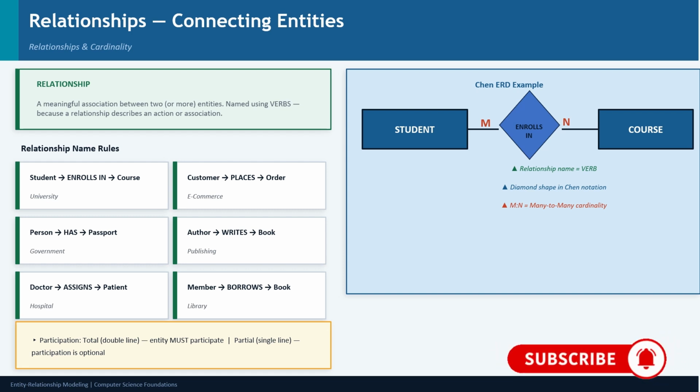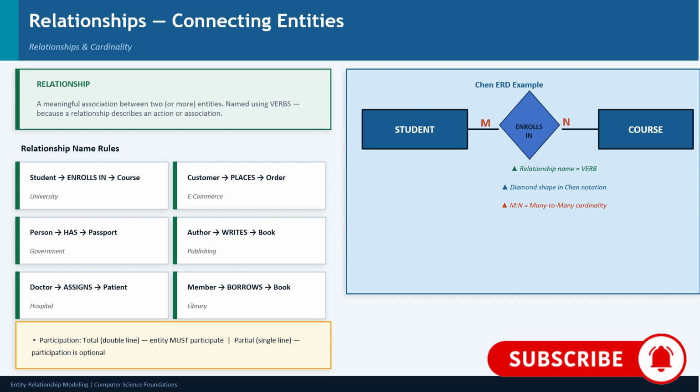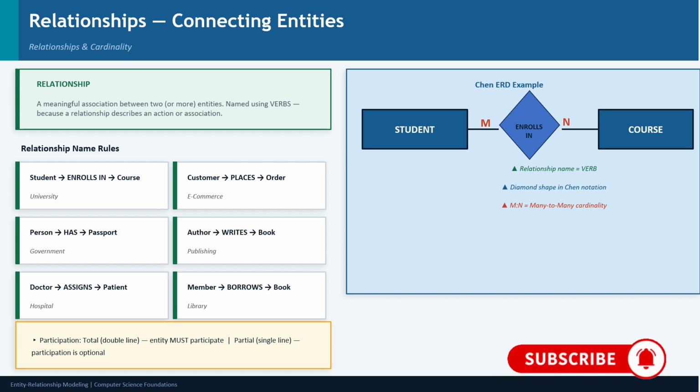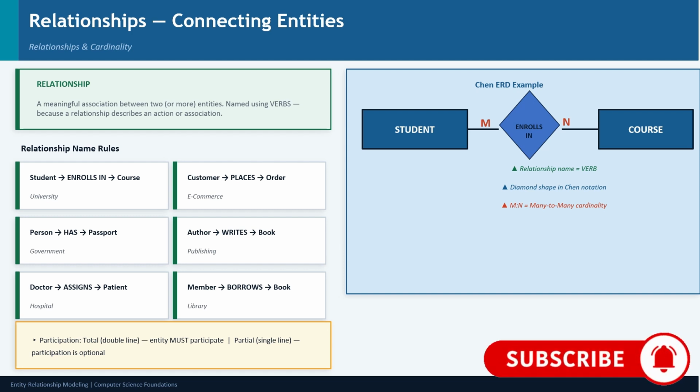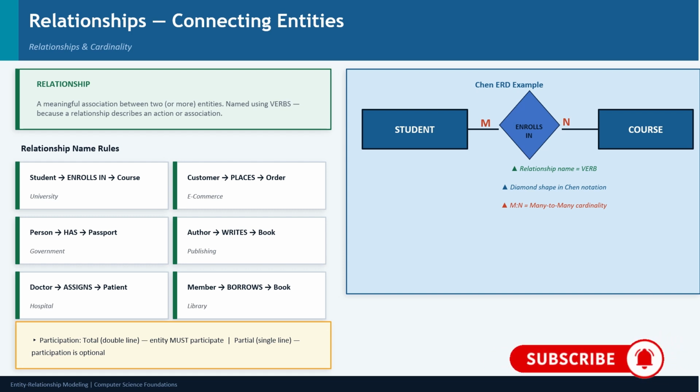In Chen notation, relationships are drawn as diamonds, a four-sided shape connecting two entity rectangles with lines. Look at the diagram. The student rectangle on the left, the diamond in the middle, labeled "enrolls in," and the course's rectangle on the right. The numbers M and N on the connecting lines tell us the cardinality, how many of each entity can participate.